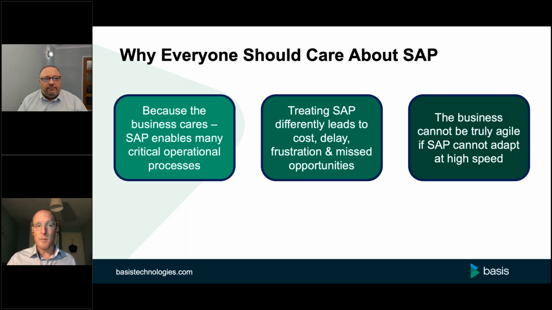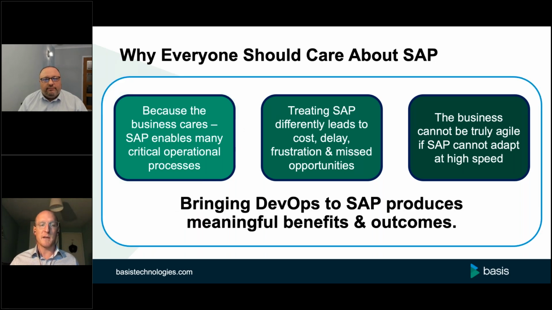And because they are so important, treating SAP differently can lead to cost and frustration and missed opportunity across the business, not just in those individual systems. That's because the business can't be truly agile if SAP and other dependent systems can't all adapt at high speed together. So bringing DevOps to SAP absolutely does produce meaningful benefits and outcomes, as it does in many other scenarios, which of course is why it's becoming so popular and widespread.